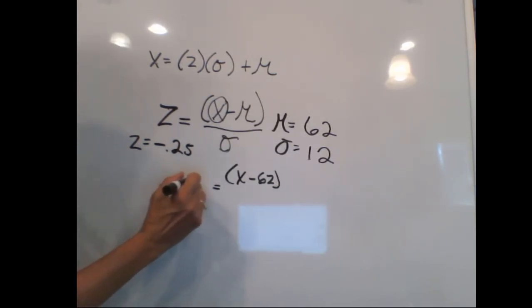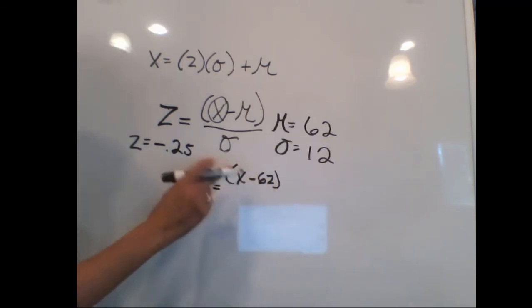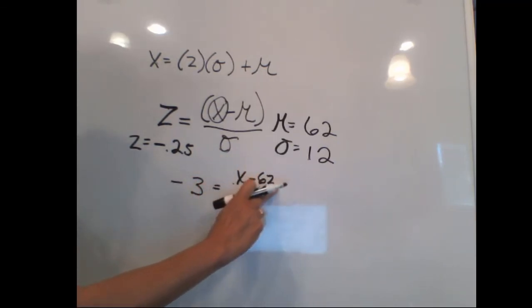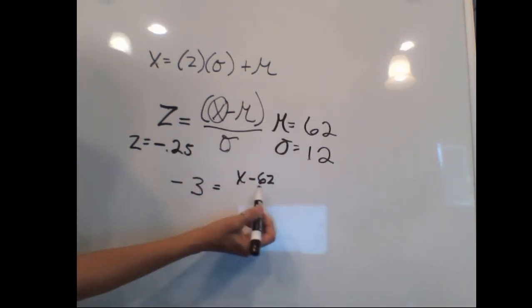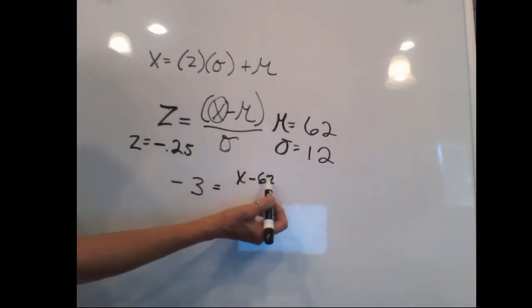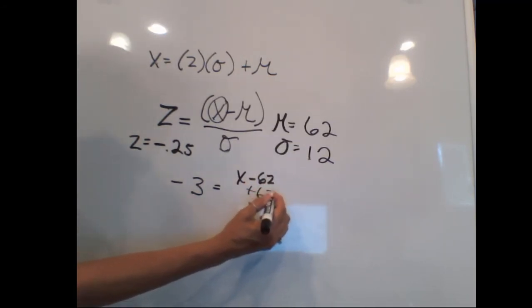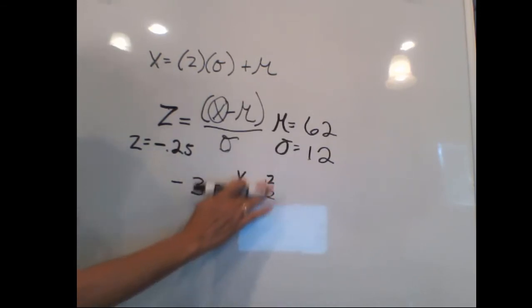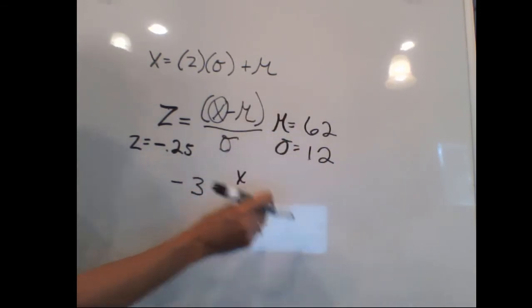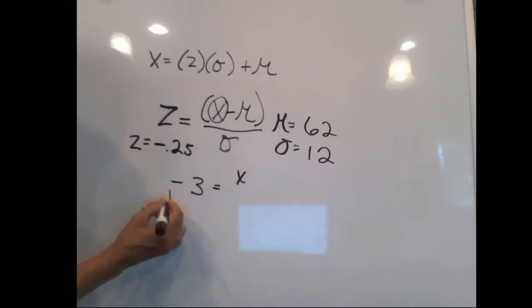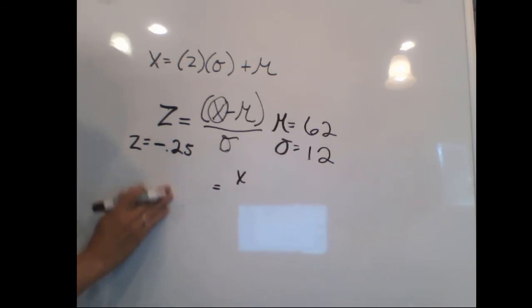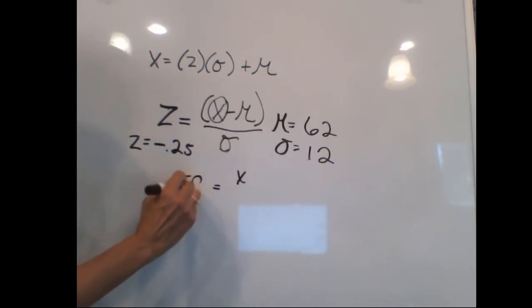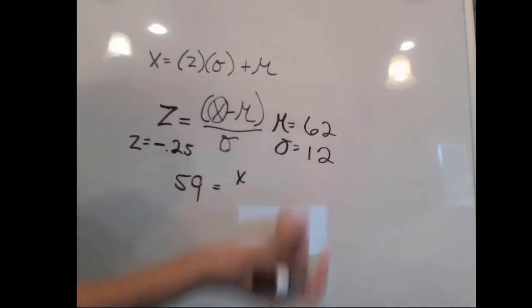So I'm going to put negative 3 equals x minus 62, and I can get rid of these parentheses now. So now I still want to get x by itself, so I'm going to keep the x there, but I'm going to add 62 to cancel out this negative 62. So I'm going to add 62 here, and that just basically wipes it out. But whatever I do to the one side, I have to do to the other side. So I'm going to add 62 to negative 3, and that gives me an x of 59. I know this is backwards, 59 equals x, but it's the same thing.